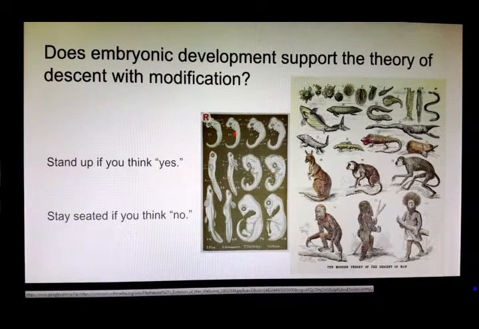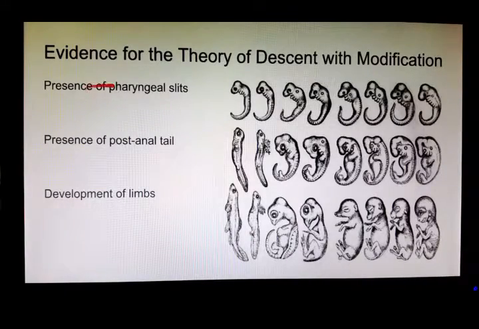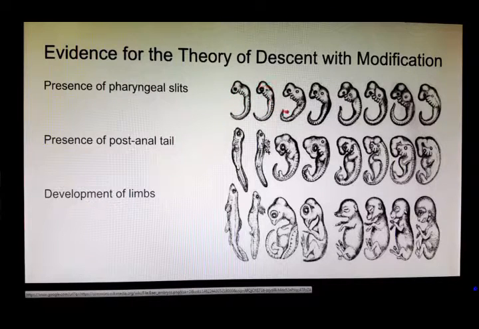Now, to help answer that question, we do have evidence for the theory of descent with modification using embryos, and I'm just going to cover the main pieces of that. So one of the things that we mentioned early on was the idea of homologous structures. So homologous structures are any feature that looks similar and is built in a similar way. So embryos have a number of these. So the pharyngeal slits. Do you see all these little bumps on every single one of these? Those are pharyngeal slits.